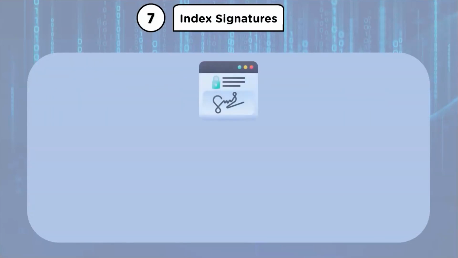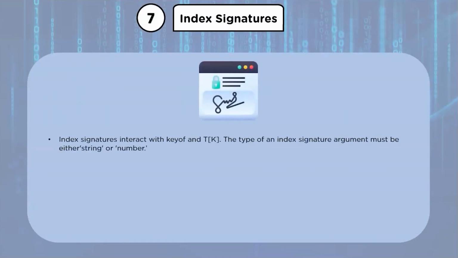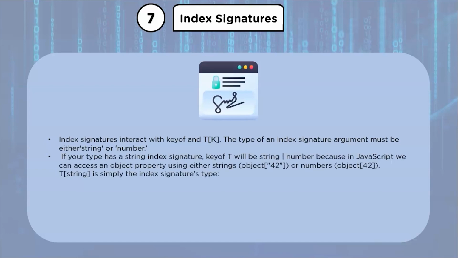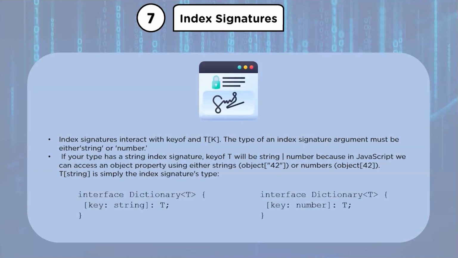Index signature. Index signatures interact with keyof and T[K]. The type of an index signature parameter must be either a string or a number. If your type has a string index signature, keyof T will be string or number, because in JavaScript, you can access an object property using either a string or number. T[string] is simply the index signature type. Below is the syntax for index signature. If you have a type with a number index signature, keyof T will just be number.